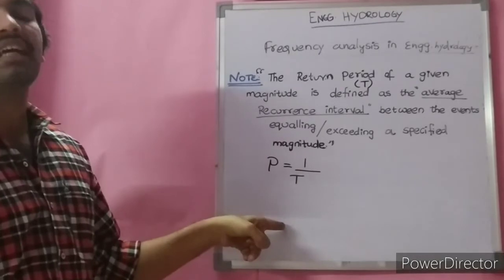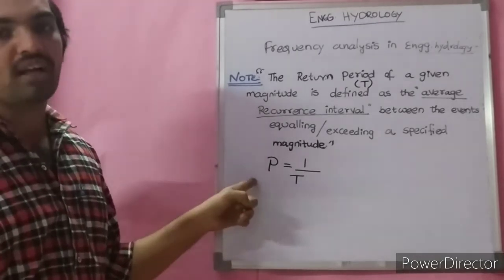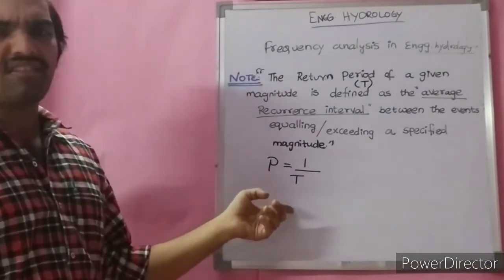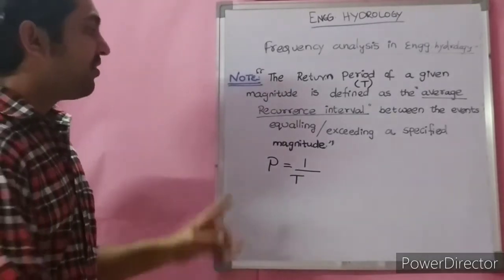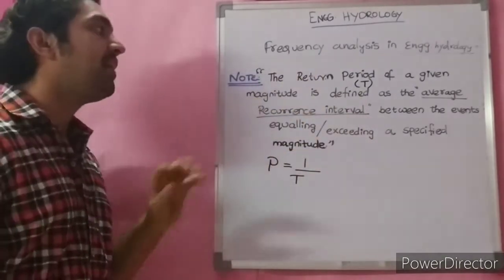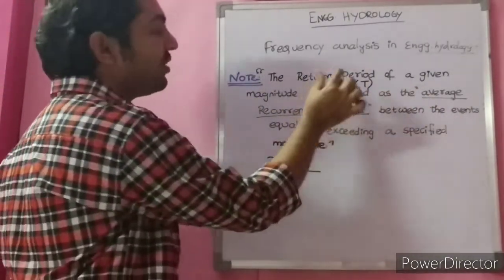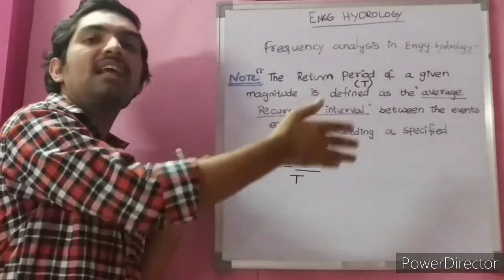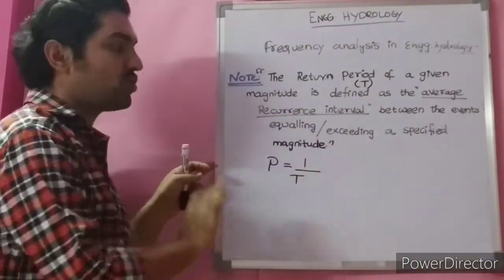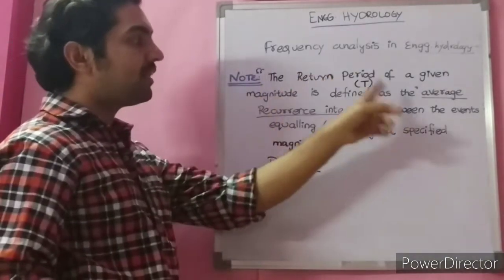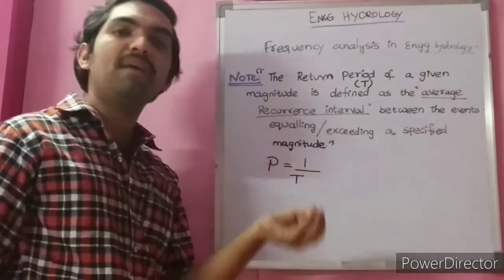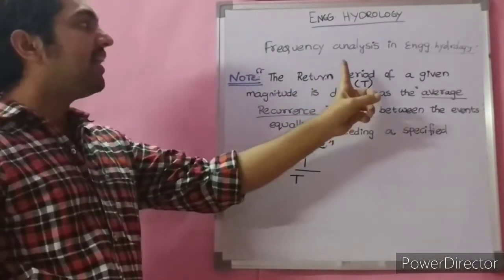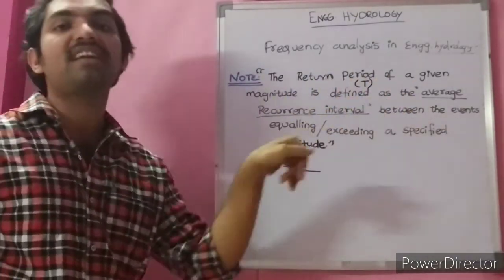Once in T years, there is a chance of drought to occur. These are extreme events. They will not occur very frequently. They occur very rarely. So this is the definition of the return period. Return period of a given magnitude is defined as the average recurrence interval between the events equaling or exceeding the specified magnitude. But many textbooks give return period is equal to recurrence interval. Maybe sometimes it is true, but strictly speaking, we have to say that the return period is equal to the average recurrence interval only.